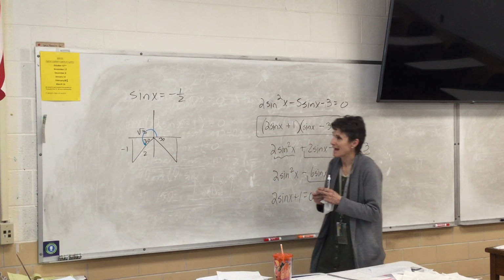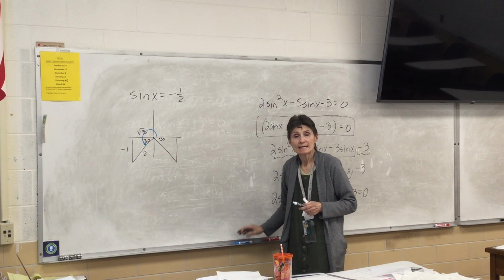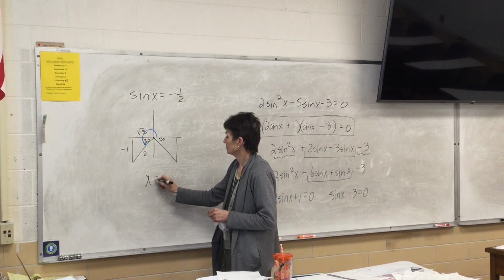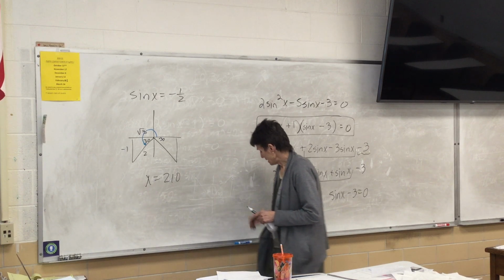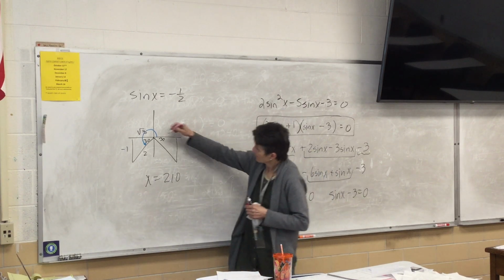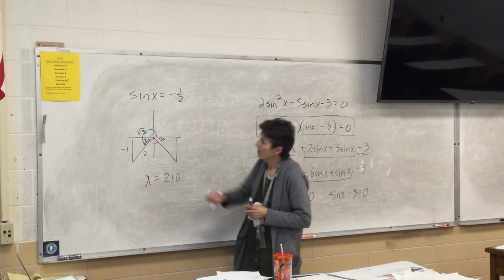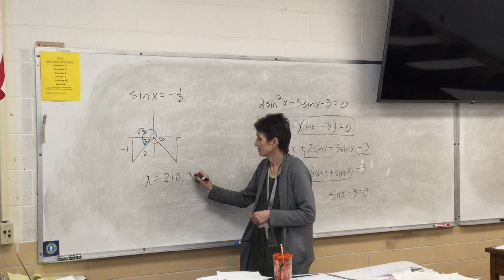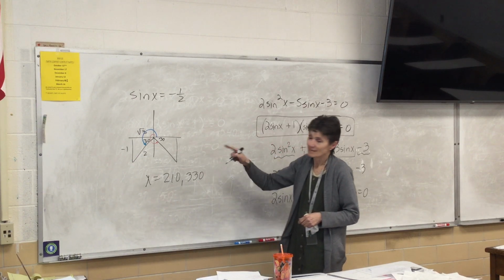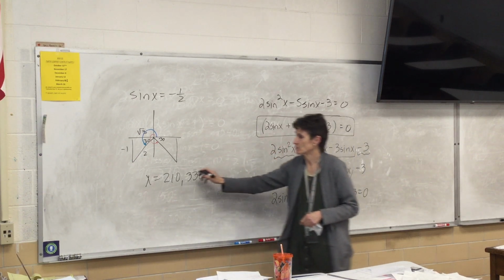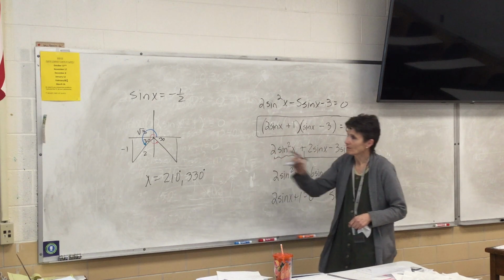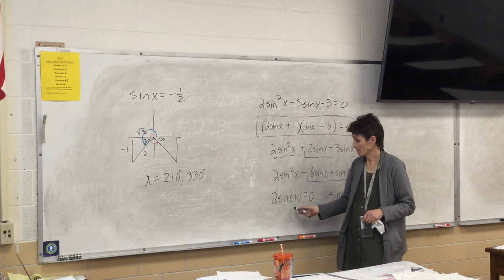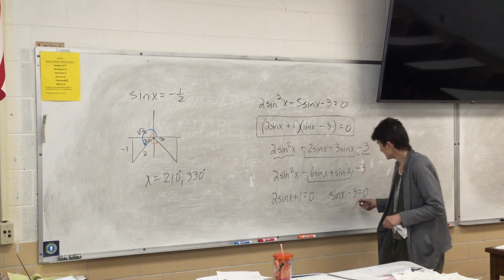So what is that angle? 180 plus 30, which is 210. And then 360 minus 30, which is 330. So there are the answers. Those are degrees, of course. There are the answers to the first factor. All right, now let's look at the second one.